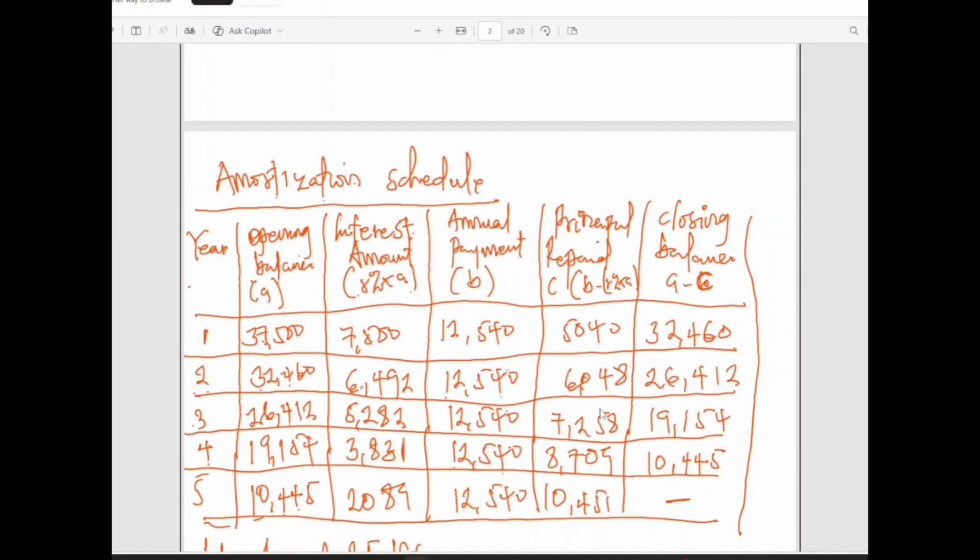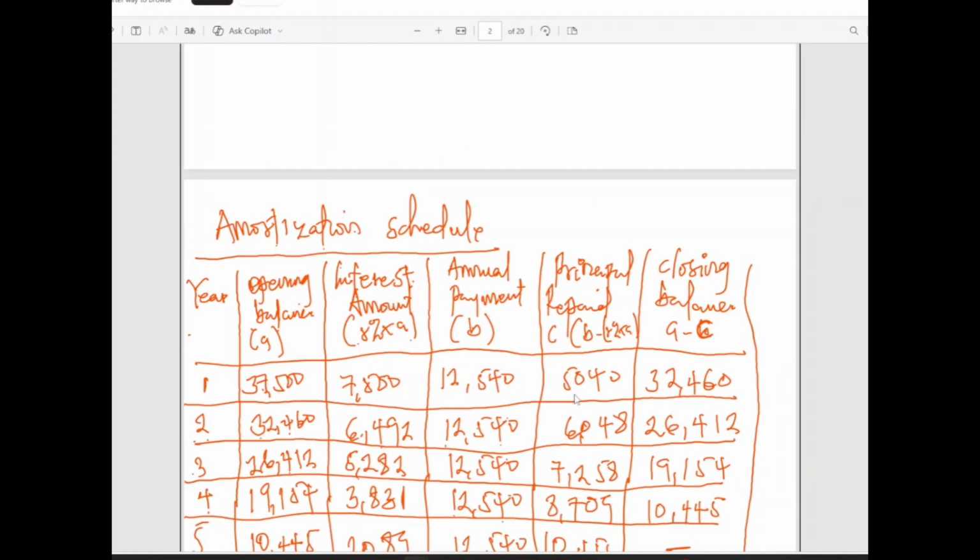In the first year, we know that our present value is 37,500. In doing the amortization schedule, at year 1 our present value, which is the starting amount, that's the loan that we've taken, is 37,500. Then our interest will be our interest rate, which is 20%, times A, where A is the opening balance. So 20% times 37,500 will give us 7,500.